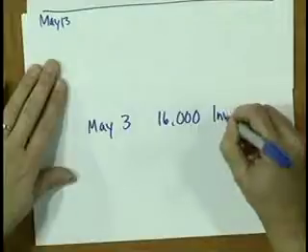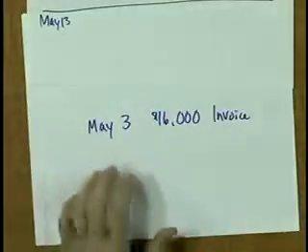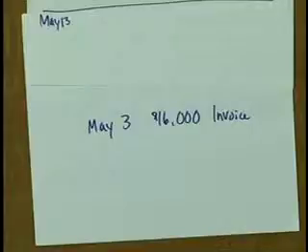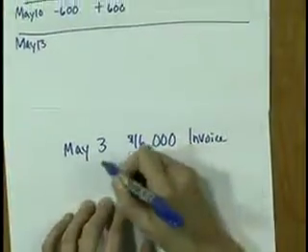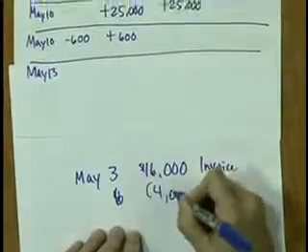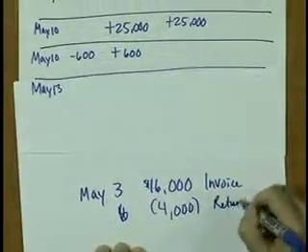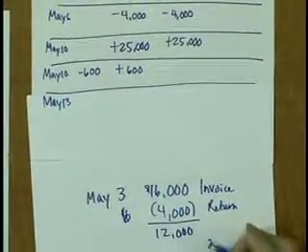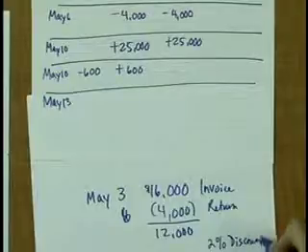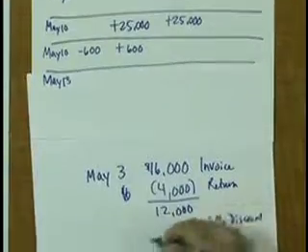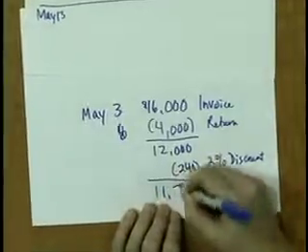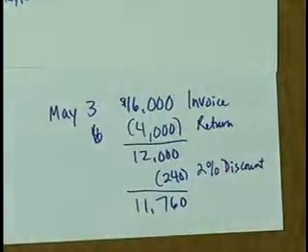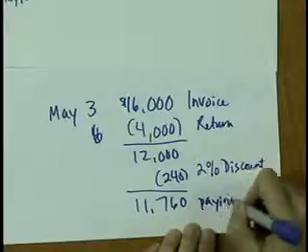So May 13th, we got an invoice for $16,000. Okay. We returned some of that on May the 6th, sorry, for $4,000. We owe our supplier $12,000. We're paying within the discount period, so we get a 2% discount. That's $240. What is that? $11,760? All right. So it means when they say paying the invoice, we'll be paying $11,760.